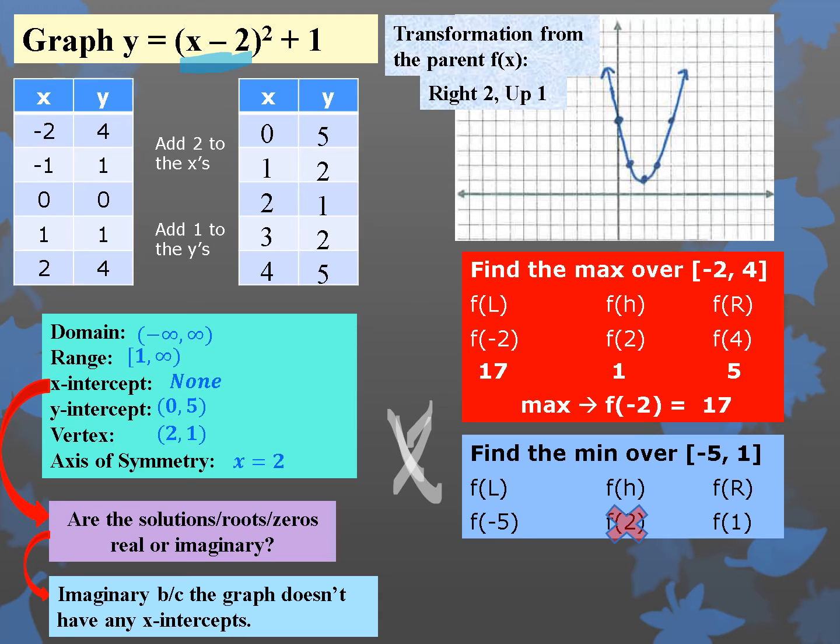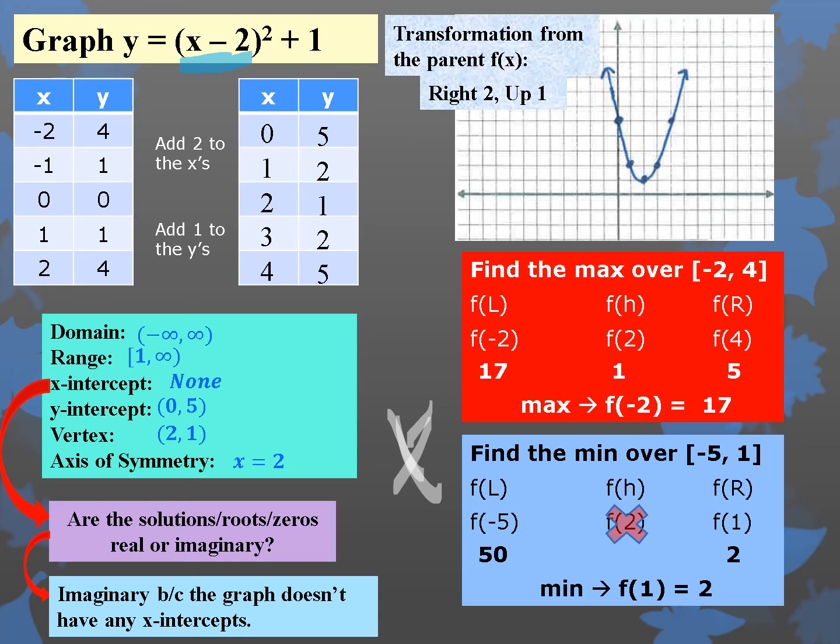So if I plug -5 in, I get -5 minus 2. Well, that's -7. -7 squared is positive 49. 49 plus 1 is 50. And then if I plug 1 in, 1 minus 2 is -1. -1 squared is 1. 1 plus 1 is 2. So now I want the minimum. That means I want the smallest answer. So that's 2. So I have to write it in proper form. The minimum occurs at f of 1 equals 2.